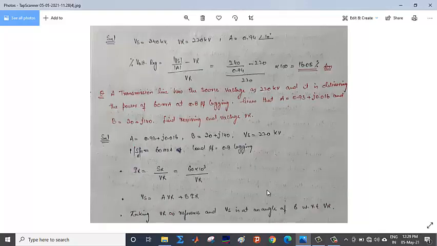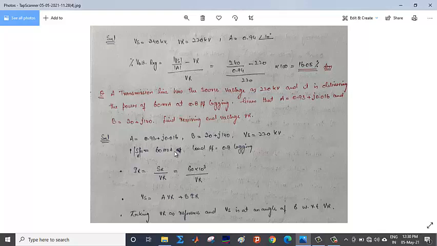For calculating the voltage regulation, we know that voltage regulation is equal to magnitude of Vs divided by A minus Vr, divided by Vr, where Vr is equal to 220 kV, Vs is equal to 240 kV, and A is equal to 0.9594 at an angle of 10. Since we are only interested in the magnitude of A, this will be equal to 240 divided by 0.94 minus 220, whole divided by 220, into 100. It comes out to be 16.05%.